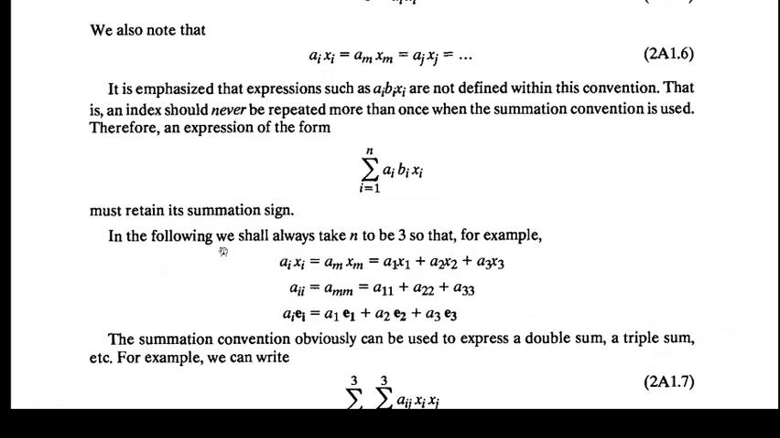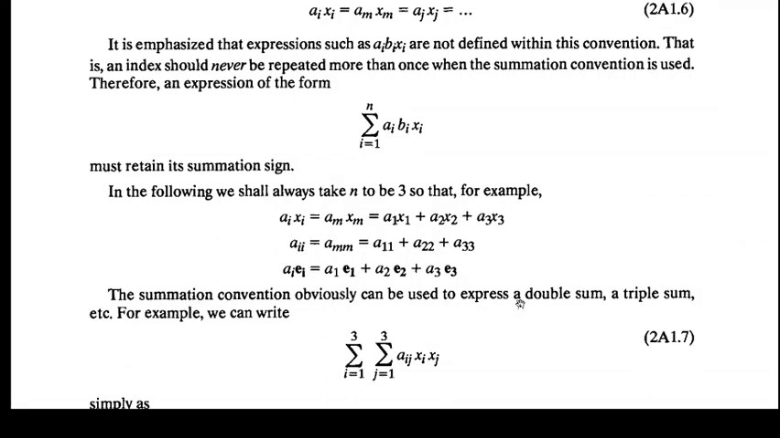Further, in the following, we shall always take n equal to 3. This is saying that i varies from 1 to 3. If you have ai, xi, it will be a1, x1 plus a2, x2 plus a3, x3. Similarly, it could be a1, e1 plus a2, e2 plus a3, e3.